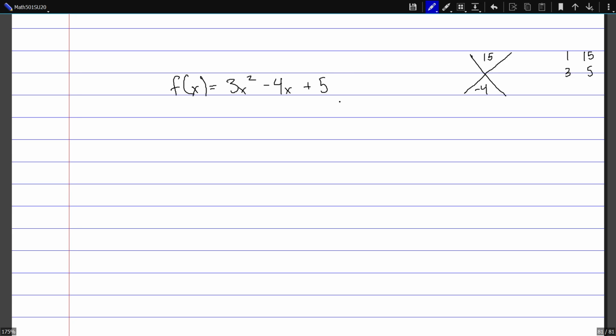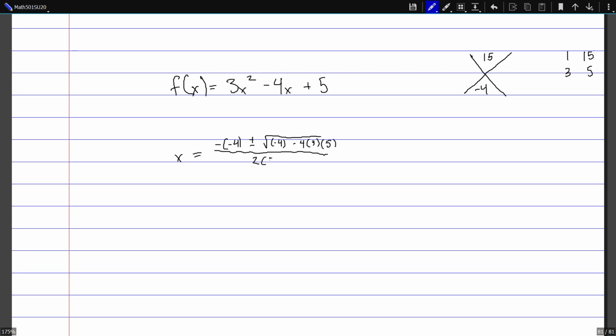It does still factor, as we learned in the last lecture. Any polynomial has that set of factors that it can be written as under our linear factorization theorem. But in this case, to find those factors, we're going to break out our quadratic formula. So x equals negative b plus or minus the square root of b squared minus 4ac, all over 2a.